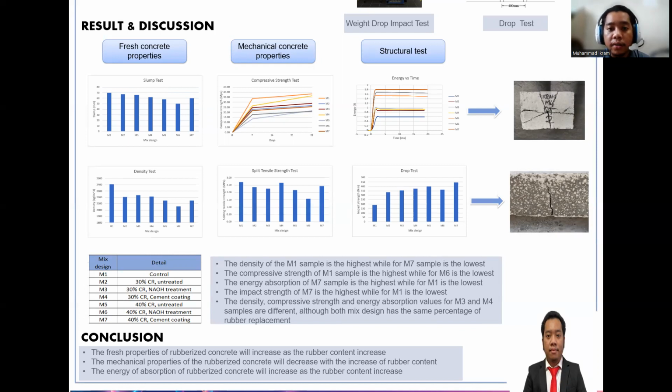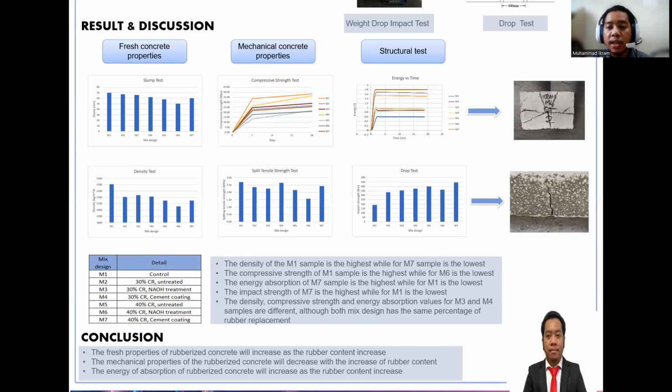Okay, continuing to the structural test. In contrast with the mechanical properties, mix design number 1 has the lowest energy absorption, while mix design number 7 has the highest energy absorption. The same goes for the impact strength, which is the drop test result. The impact strength for mix design number 1, the control sample, is the lowest, while mix design number 7 is the highest.